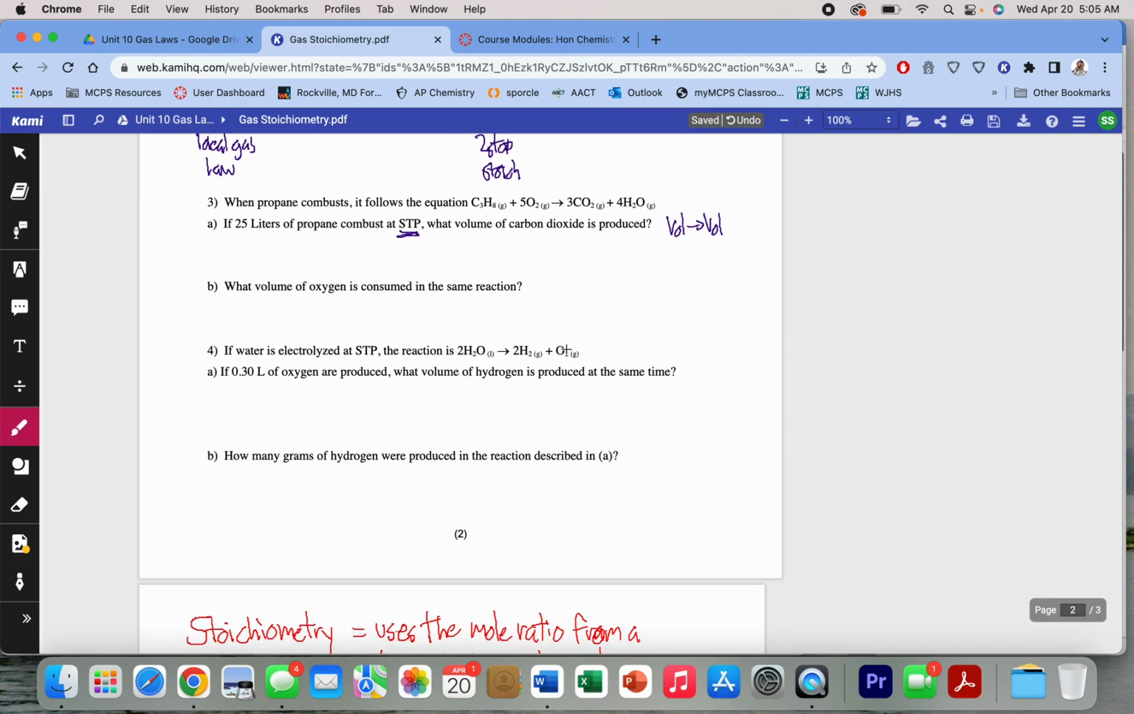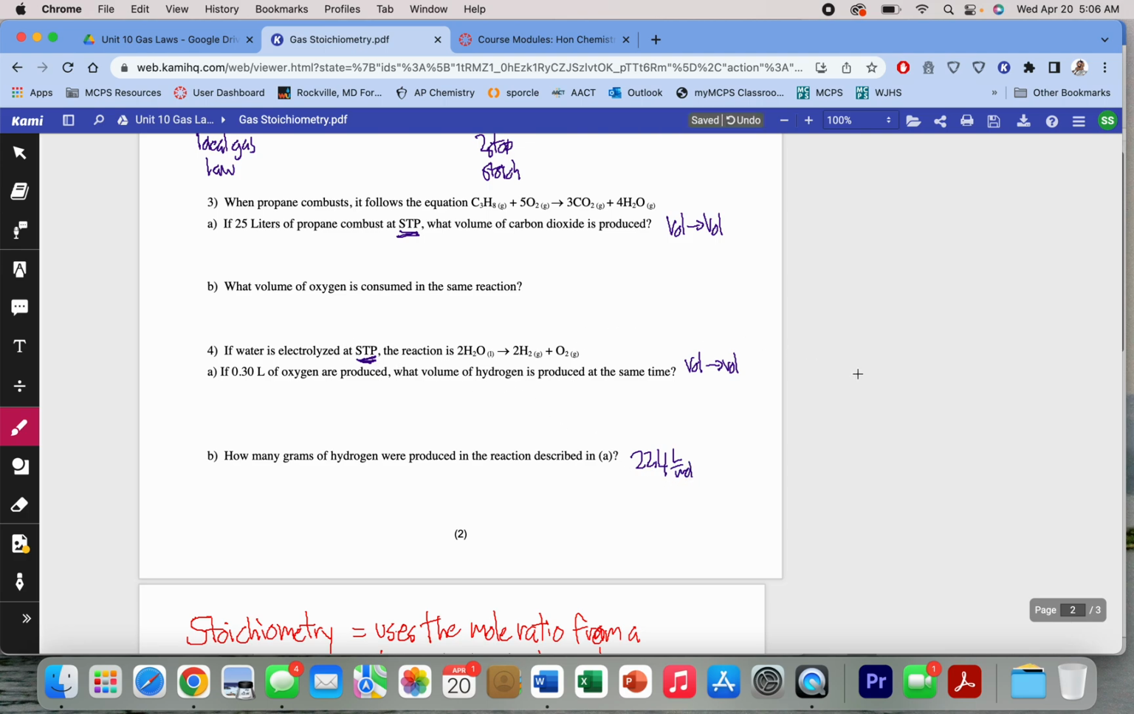Okay. And then in number 4, it is also STP. But in this case, we have a liquid here and a gas here. So actually, this is oxygen and hydrogen. So this is also volume to volume. Volume to volume, right? And then it asks you for grams of hydrogen at the end. And so this is going to be using 22.4 liters per mole, okay? Because we're at STP.